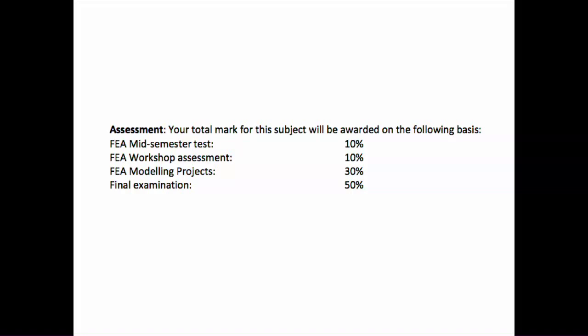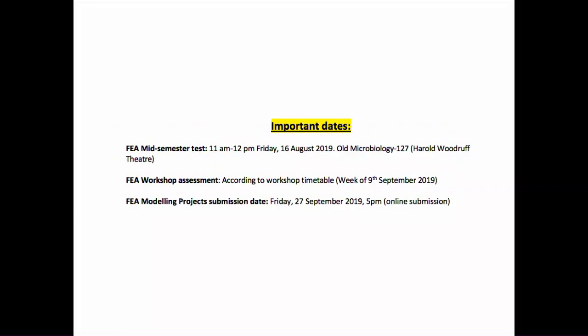Now, important dates: the mid-semester test, workshop, and modeling submission. Marks are taken off if you submit late without good reason, so please take note of these dates. Any questions before I wrap up?